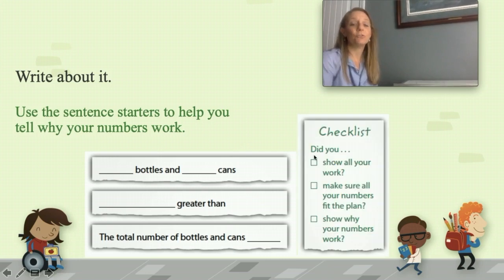All right, here's your checklist that is also on your paper. Did you show all of your work? Oh, did you make sure your numbers fit the plan? So you'll have to go back and double check that it's at least 100 more than last year. That you have at least 200 cans and at least 200 bottles. Then lastly, show why your numbers work. Okay, I'm going to give you some time to work yours out, and then I'm going to show you my thinking and what I came up with.